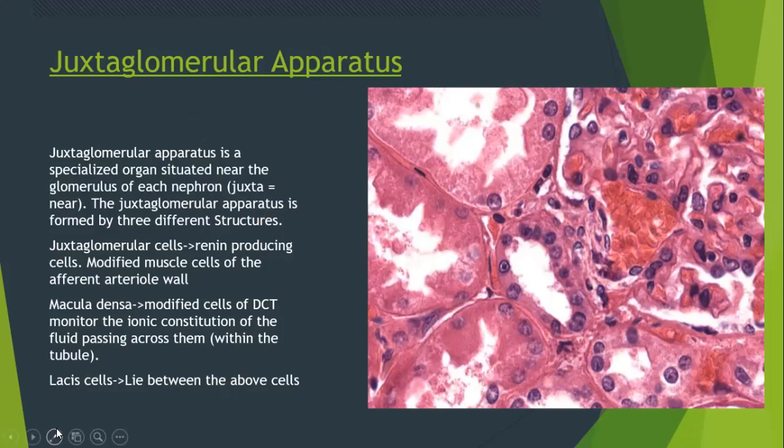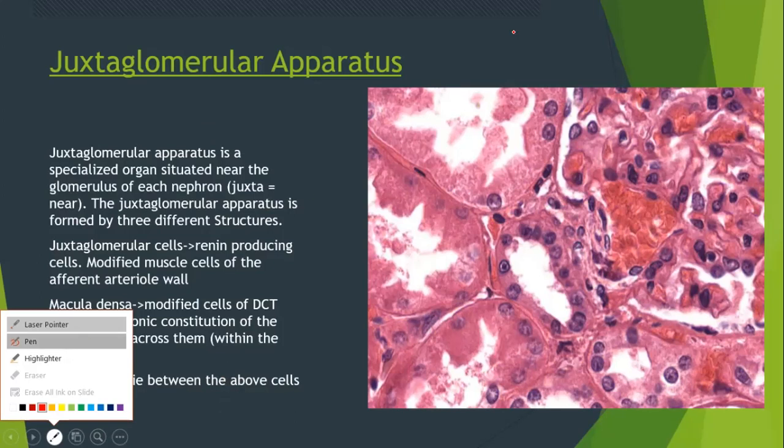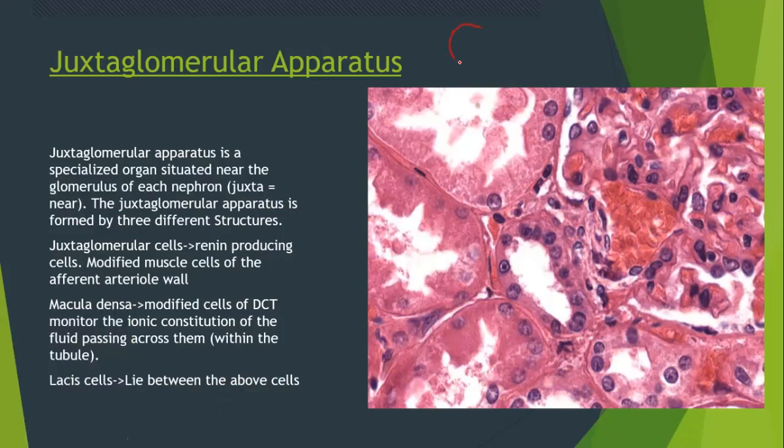So let me draw that quickly. This is your distal convoluted tubule. This is your afferent arteriole here. You'll find the muscle cells here are modified, and also these epithelial cells here are modified. So these of the distal convoluted tubule are your macula densa, and these are your juxtaglomerular cells. Then in between them, interconnecting them, are the lacis cells.